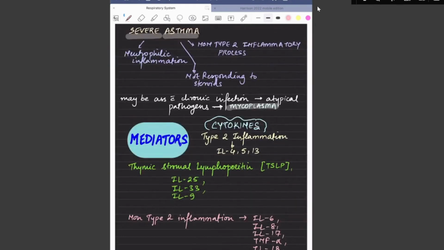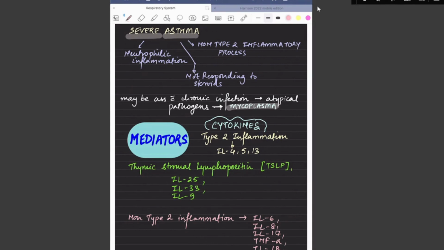Severe asthma is actually a non-type 2 inflammatory process. It is not responding to steroids, and it is neutrophilic inflammation. It may be associated with a chronic infection, one of them being an atypical pathogen, that is mycoplasma.